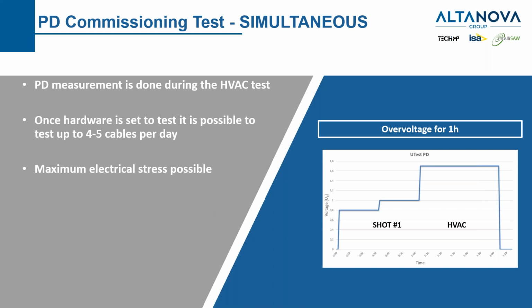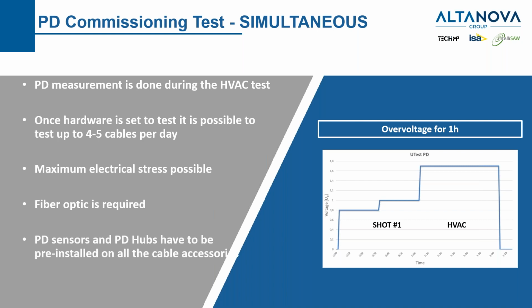Once the monitoring hardware, all the hardware required for the simultaneous test, is set up, we are able to test up to 4 or 5 cables per day. We will see in case study number 2 how these numbers can be useful with very long cables. We are using the best testing condition because we have the maximum electrical stress possible, and we can test the same accessory at different stages of the HVAC test, and we can also launch some monitoring during the HVAC test to have data of the whole 1 hour test. The bad thing is that we need to install a PD sensor and PD hub for each accessory.